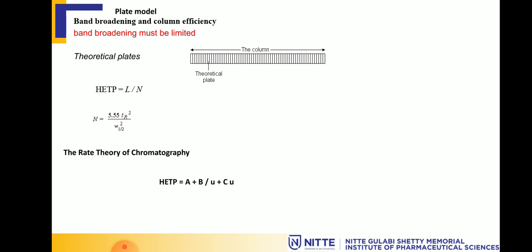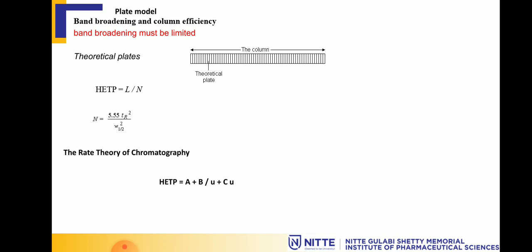It was given by Van Deemter. So in this, the HETP is equal to, in the previous one HETP was L by N, here HETP is equal to A plus B divided by mu plus C into mu. So what is mu here? Mu is basically the average velocity of the mobile phase, where A, B, C are the other factors contributing to the migration of the mobile phase.